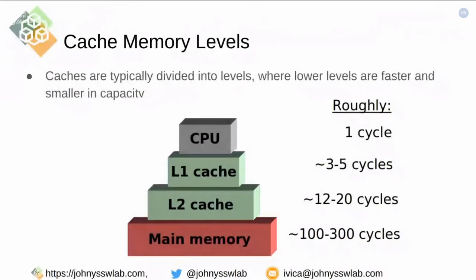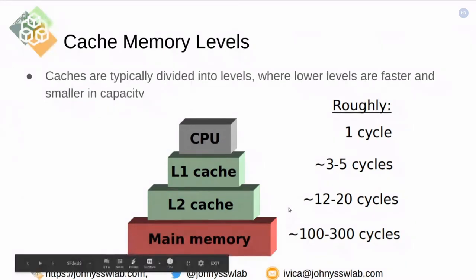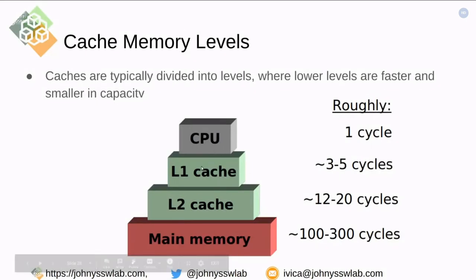Okay, this was about memory types. Next is the cache memory levels. So until now, I talked about the data cache, but actually on the CPU, there are levels of data cache. There is level 1 cache, level 2 cache. In modern systems, you often have a level 3 cache. And smaller levels are closer to the CPU, and faster.